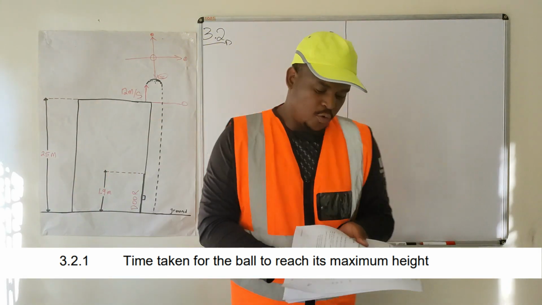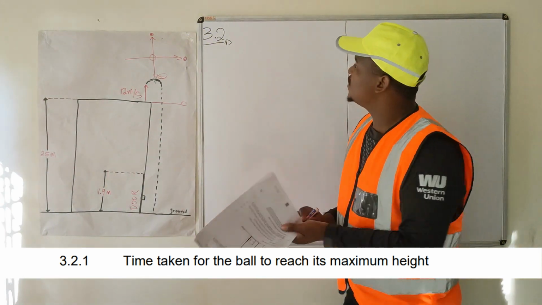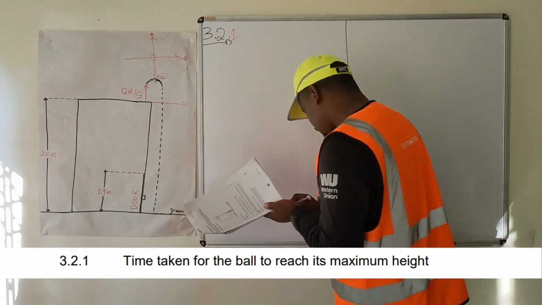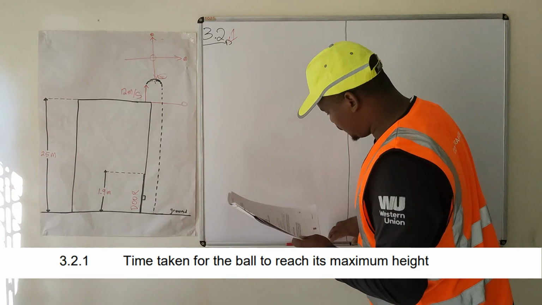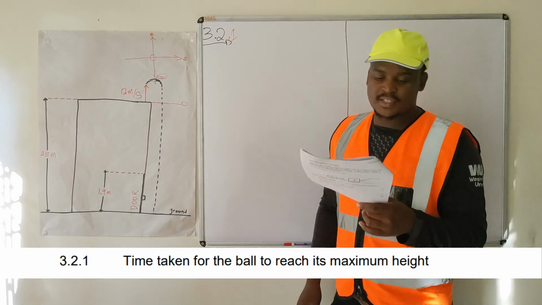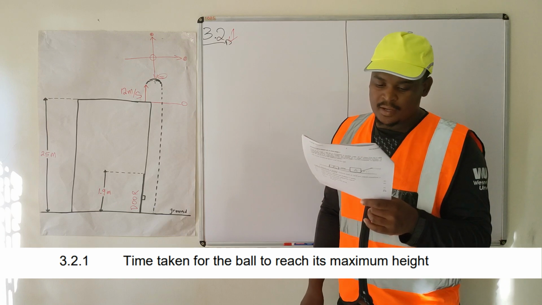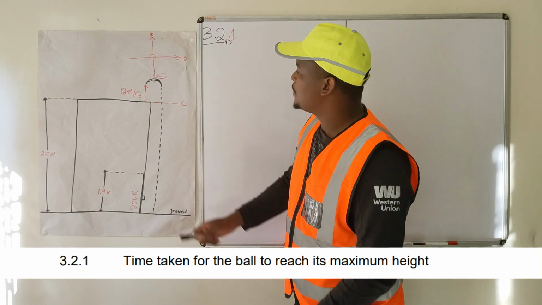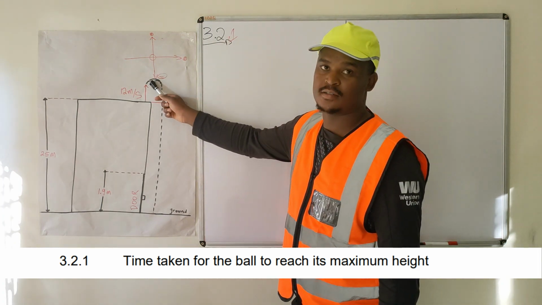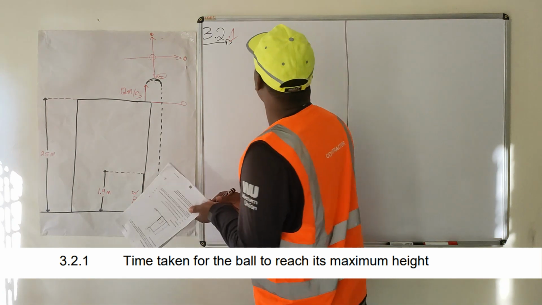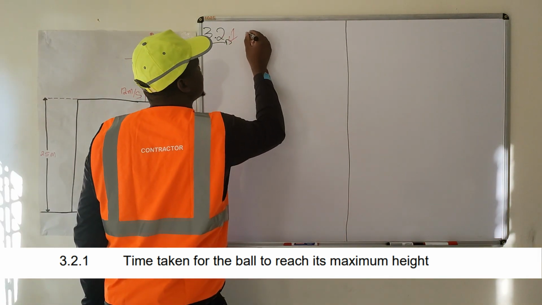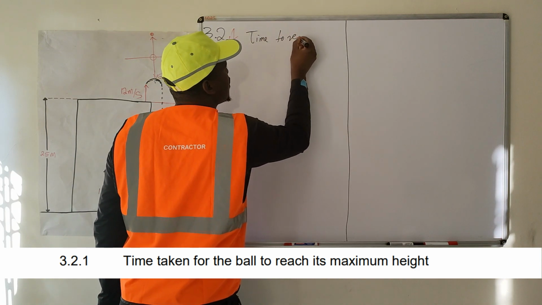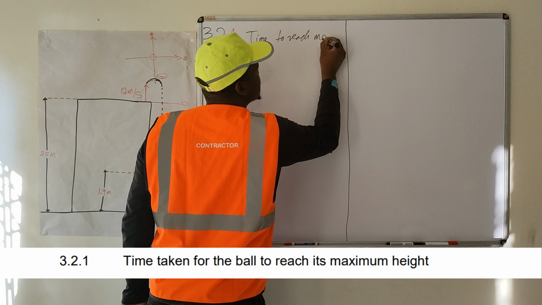Okay, so now let's do question 3.2.1. That's like saying calculate the time taken for the ball to reach its maximum height. So they want us to calculate the time the ball takes to reach its maximum height. So they want to find the time to reach maximum height.